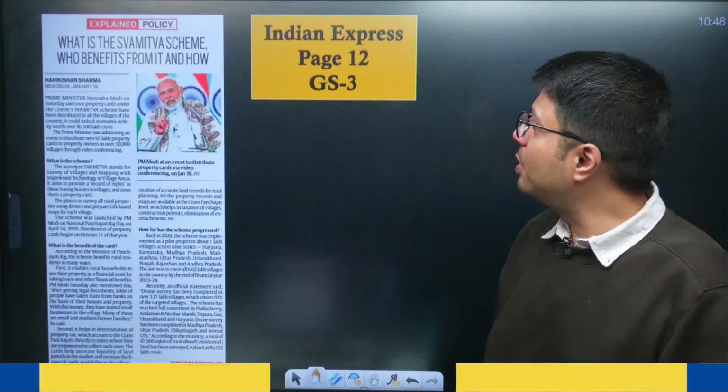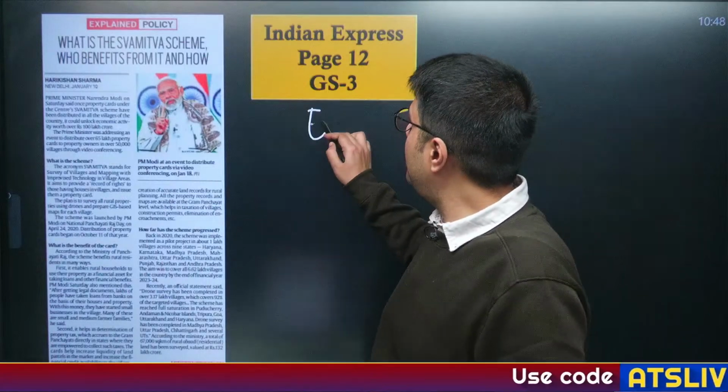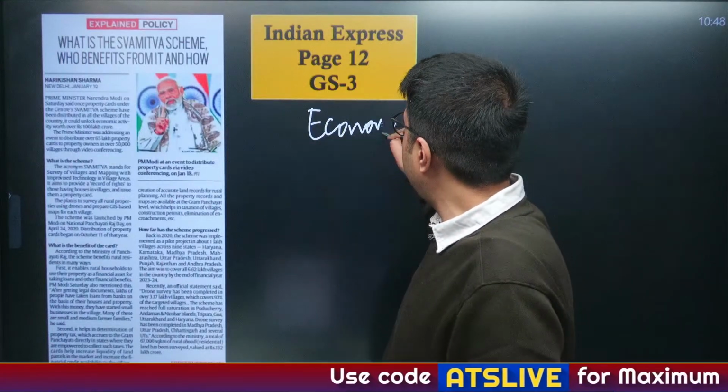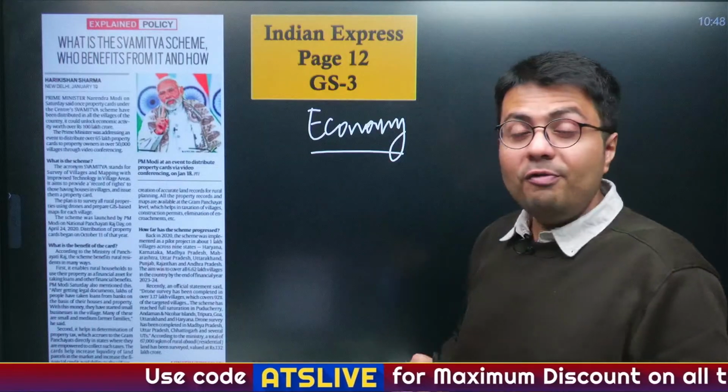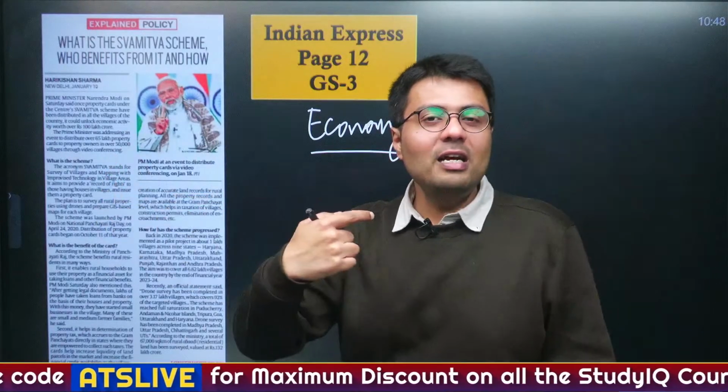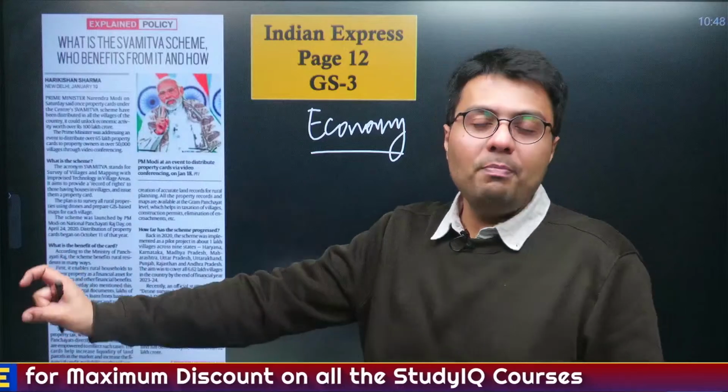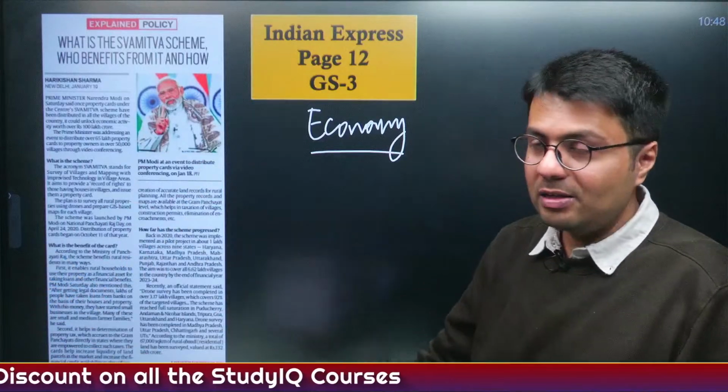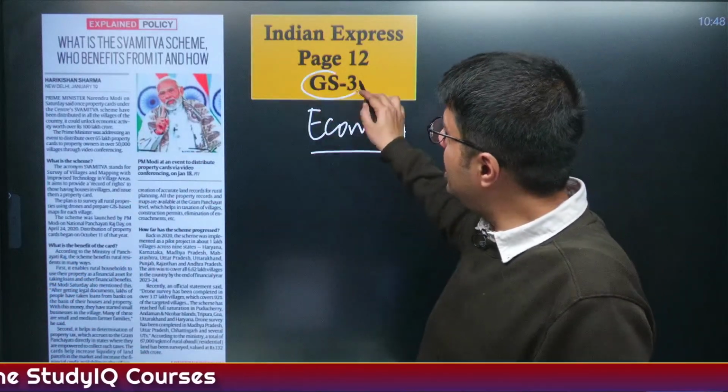Now let us move to another article. This one also appeared in the Explained section of the Indian Express, and it states that the Prime Minister of India has distributed some of the property cards under the PM Swamitva scheme. Such schemes are important from the Indian economy perspective because of the process of land reforms, and this scheme is intended to provide records of rights to the people who own the land in the rural areas. So this is important from the GS paper 3 perspective.